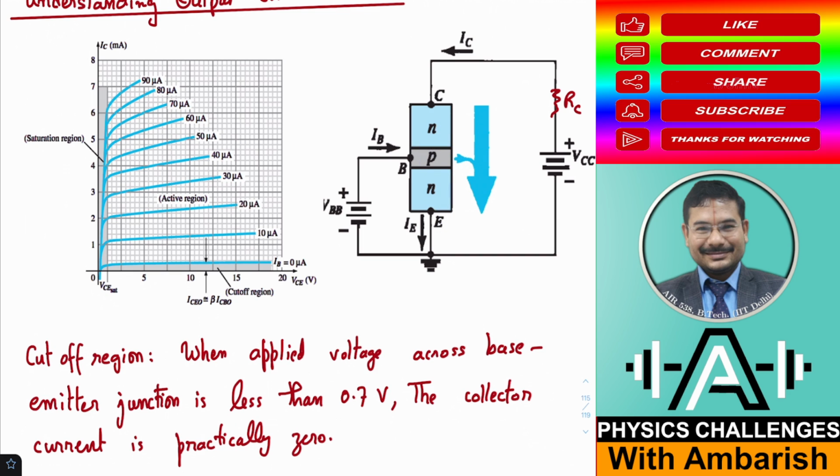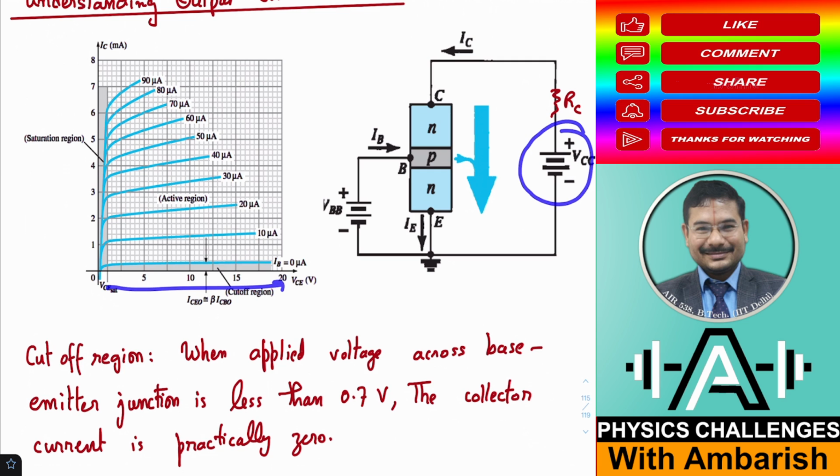When the emitter is not emitting anything into the base, then how can the collector have anything, right? Because the collector only collects whatever is crossing the base into the collector. So when the applied voltage across the base-emitter junction is less than 0.7 volt, the collector current is practically zero, okay. So this is where it is shown.